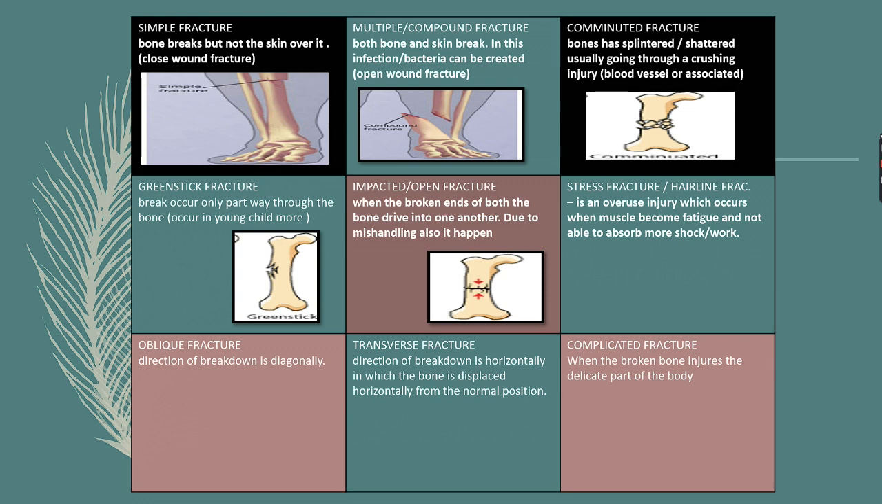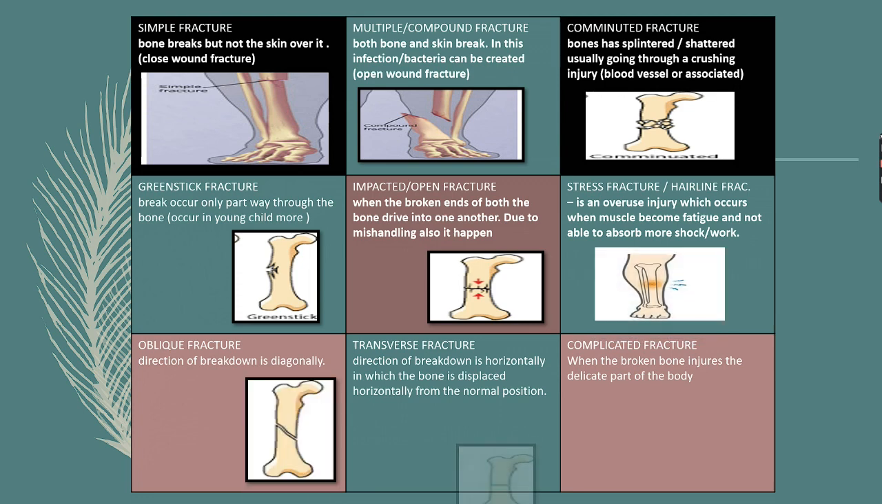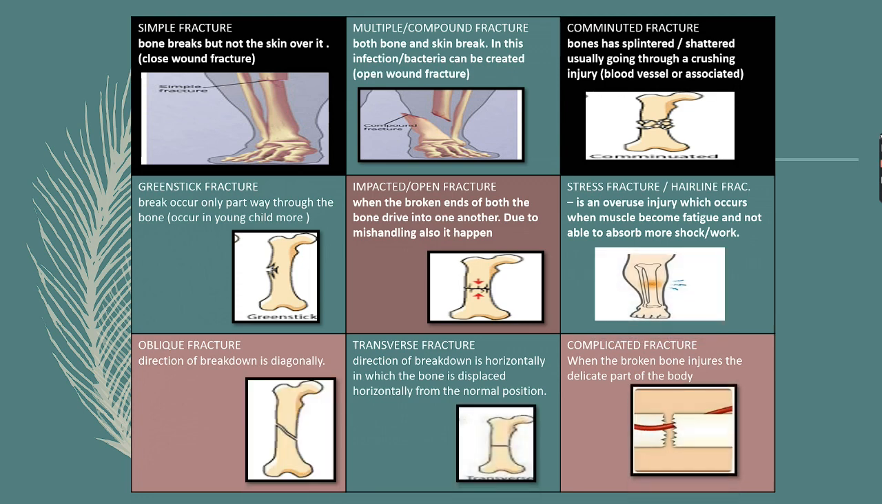Impacted fracture: when the broken ends of the bone drive into one another. Due to mishandling it can also happen. Stress fracture: a hairline fracture, an overuse injury which occurs when muscles become fatigued and are not able to absorb more shock. Oblique fracture: the direction of breakage is diagonal. Transverse fracture: the direction of breakage is horizontal, in which the bone is displaced horizontally from its normal position. Complicated fracture: when the broken bone injures a delicate part of the body.